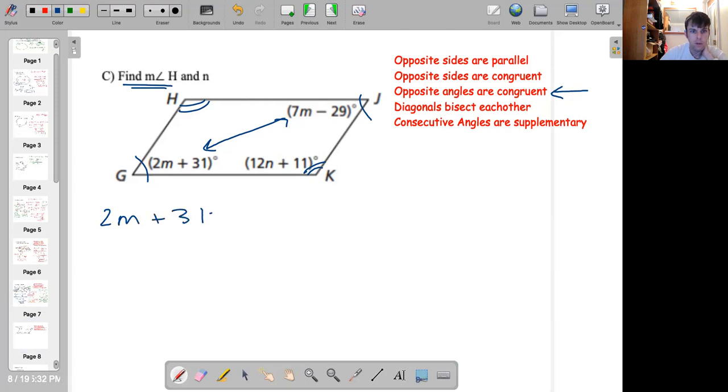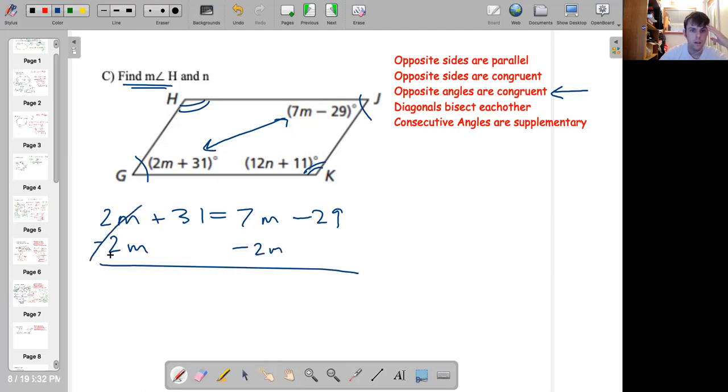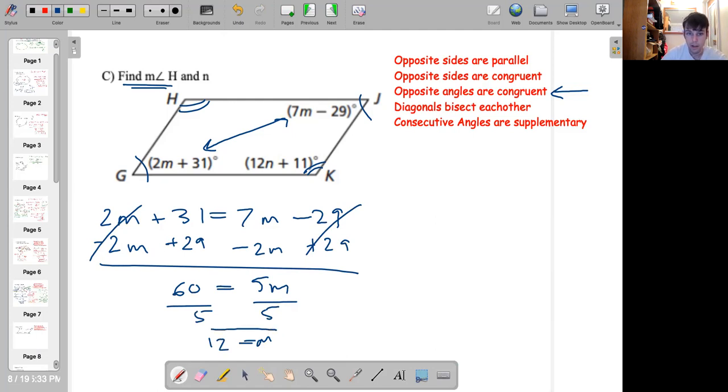2m plus 31 equals 7m minus 29. I'm going to get all my m's on one side. So I'm going to subtract 2m. And then I'm going to go ahead and add 29. I'm just going to condense this down a little bit and just do two steps in one. So that's 60 equals 5m. Divide by 5. I get m equals 12. Okay, great. That wasn't something I needed to find for the answer, but I did need to find it for this process. So now we can use that to find the measure of this angle.